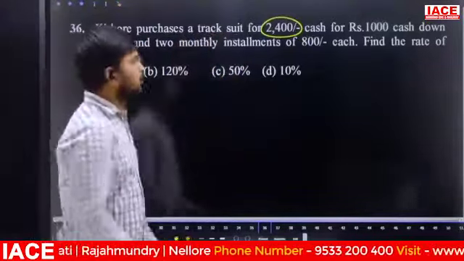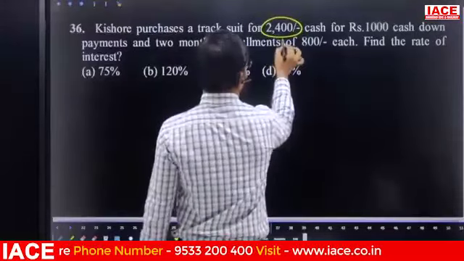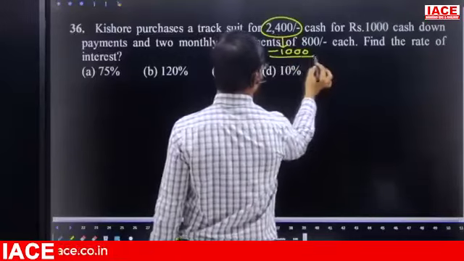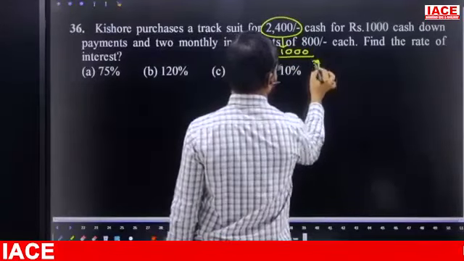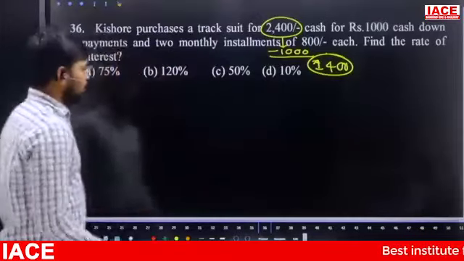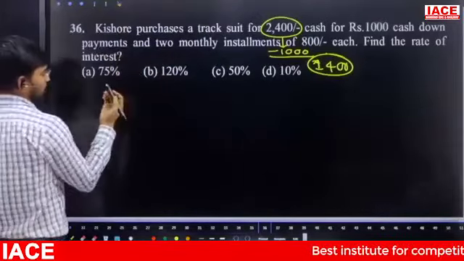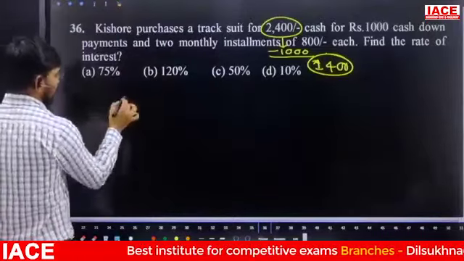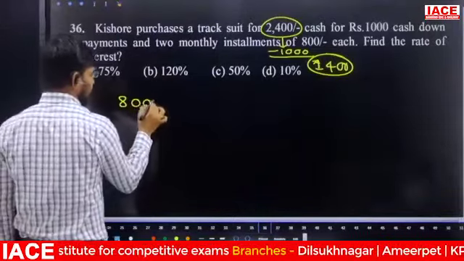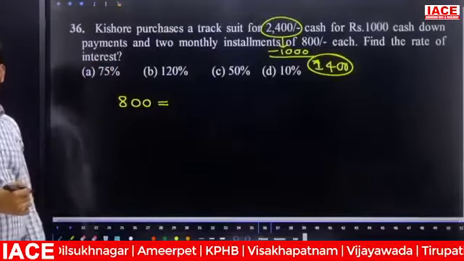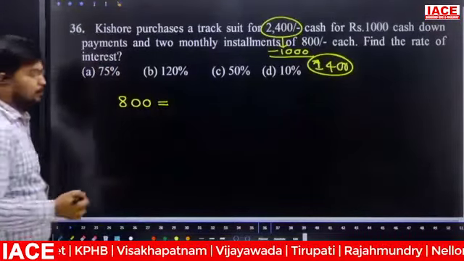So here principal is nothing but, out of 2,400 you have to pay 1,000 rupees cash down payment. The remaining is what? 1,400. So I already gave one formula for you. Each installment amount also they have given. Each installment 800. Each installment X is equal to amount by N plus NC2 into R by 1,200. I already gave the X formula.